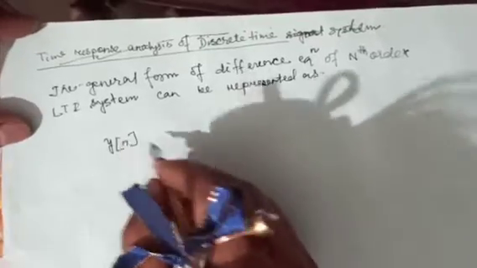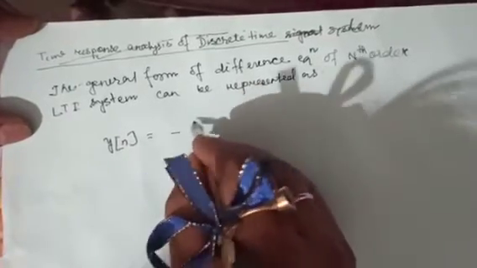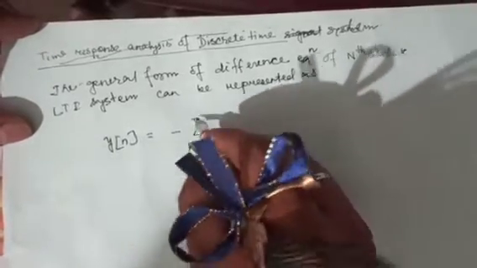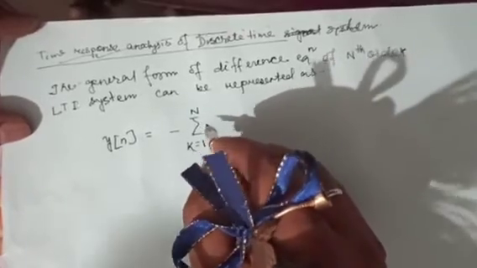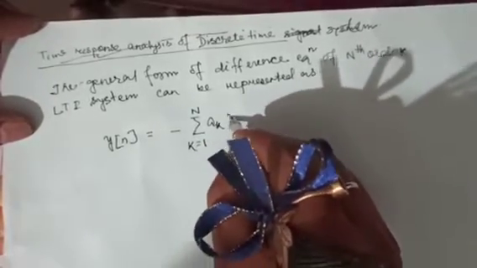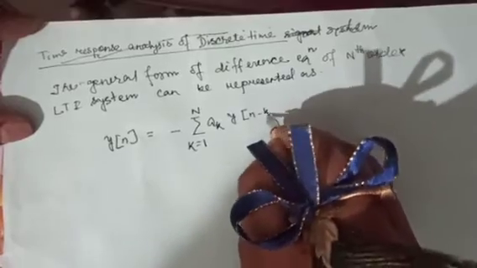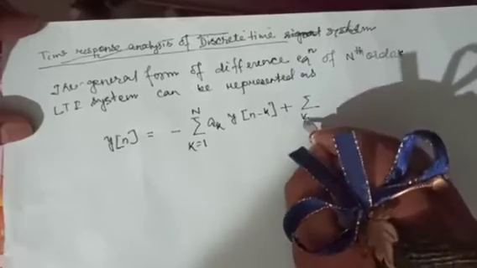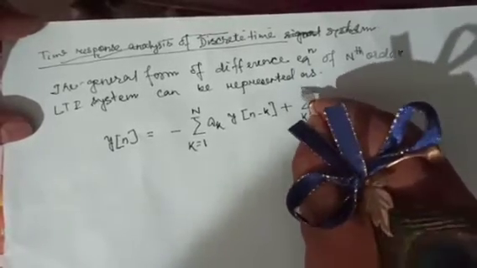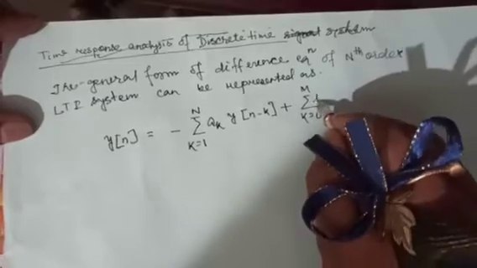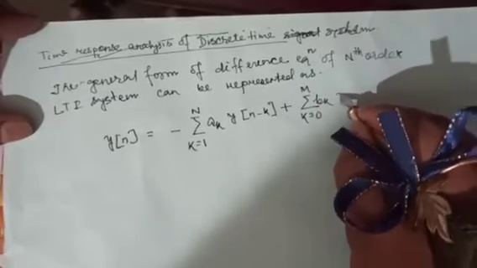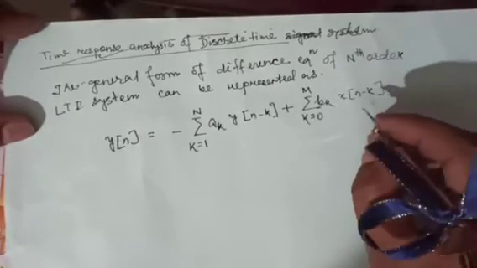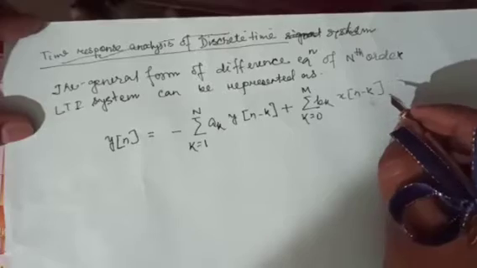is equal to minus, you'll come to know why this minus, summation k equal to 1 to N, since we are talking about the Nth order system, a_k y of n minus k, plus summation over k equal to 0 to say another M, b_k x of n minus k. This is in general the general notation of a difference equation of an LTI system.